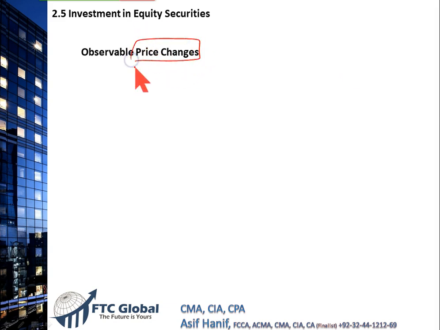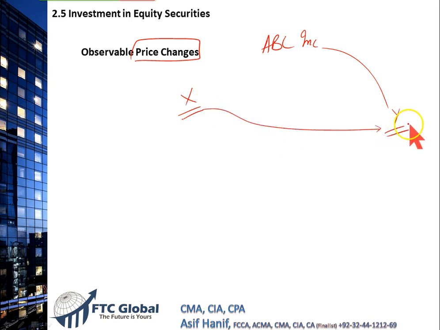Now, observable price changes. I gave you an example: you hold X options in a company ABC Incorporated, and that company also has certain options Y that are valued, and X and Y are similar. So I can take these as a benchmark. Observable price changes mean any price change in these options would be taken as a price change in X. And as I said, we just try to find any reasonable benchmark.